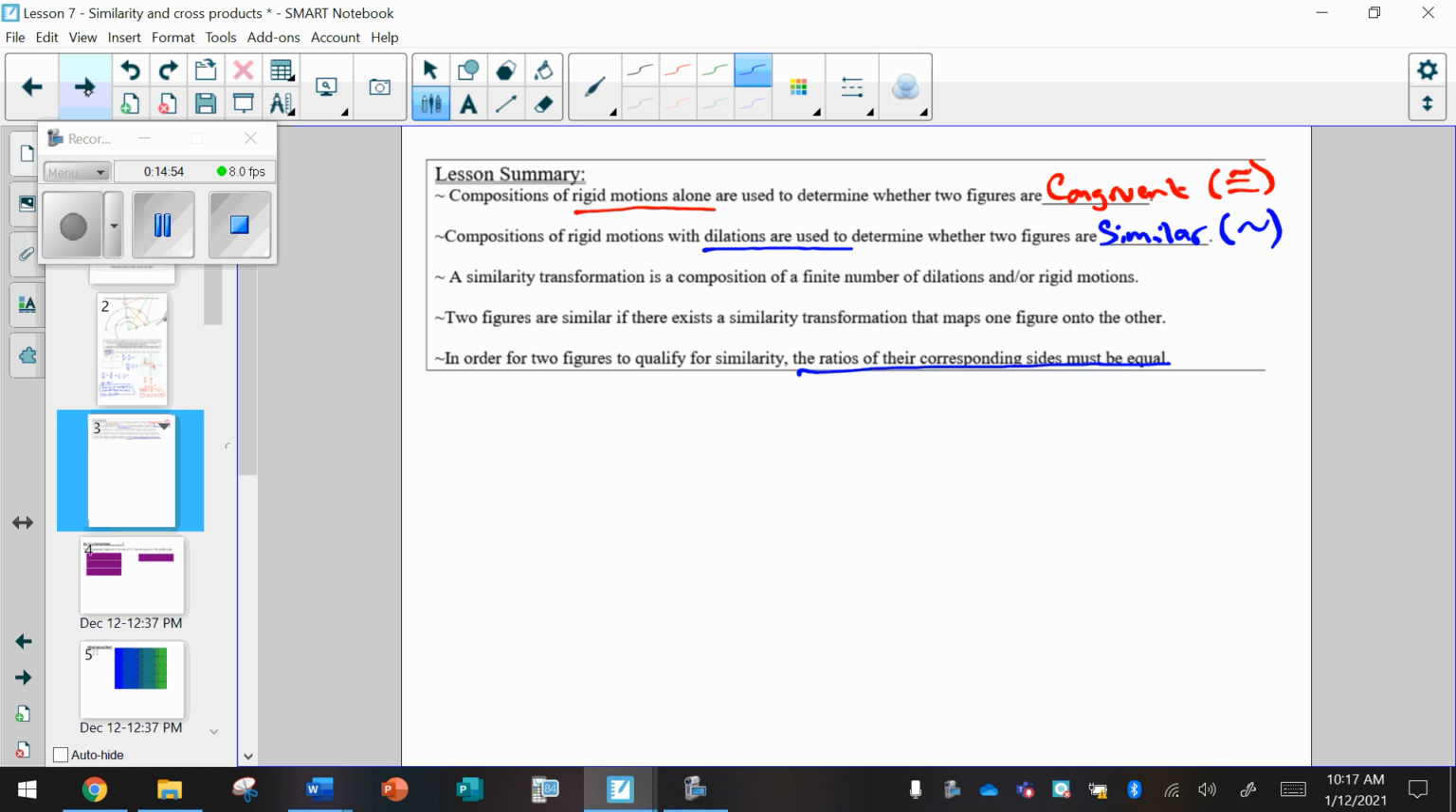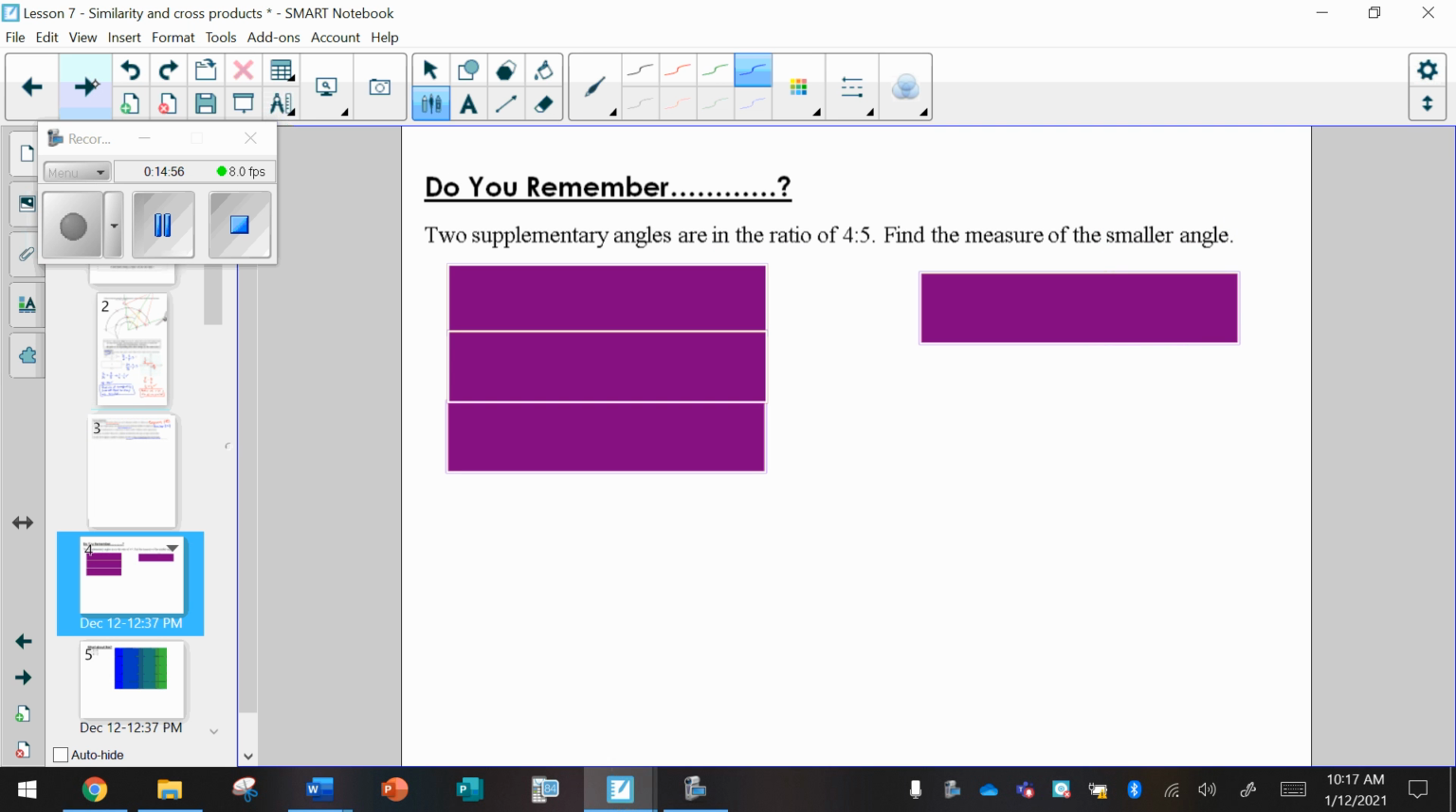All right, so let's do some basic algebra remembrance with geometry stuff. Do you remember two supplementary angles? Two supplementary angles are in the ratio of 4 to 5. Find the measure of the smaller angle.